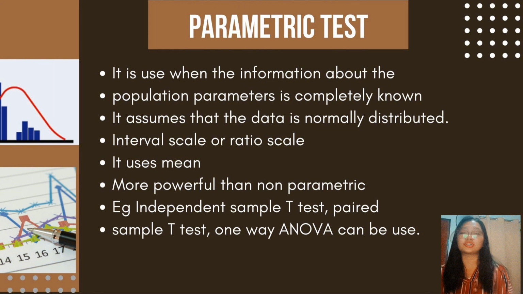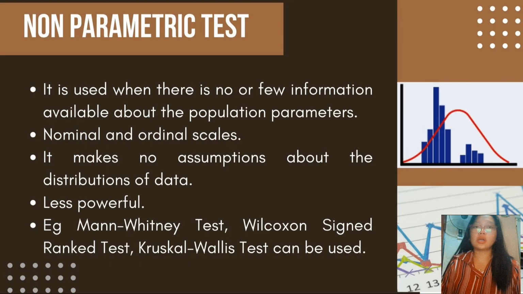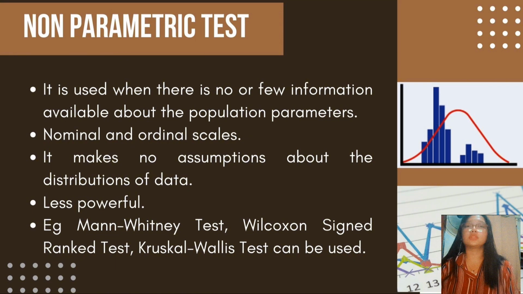What is used to measure in parametric tests is the mean. So basically, it is more powerful than non-parametric. Examples of parametric tests are independent sample t-tests, paired sample t-tests, and one-way ANOVA, which can be used when we are dealing with parametric tests. On the other hand, let's talk about non-parametric test. We use it if there is no or only little available information when it comes to population parameters.